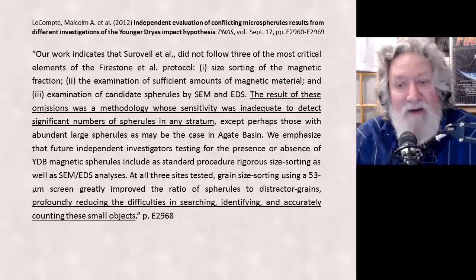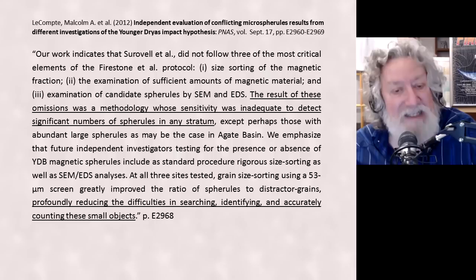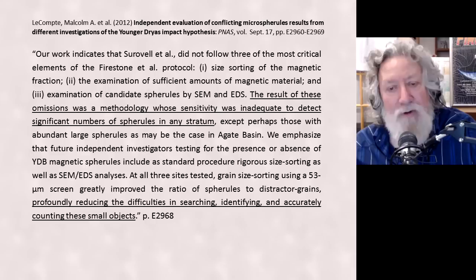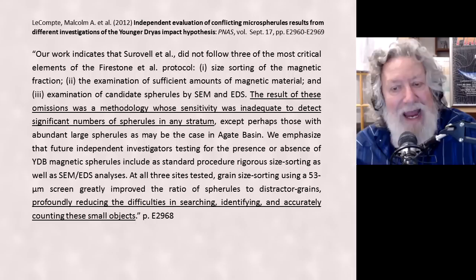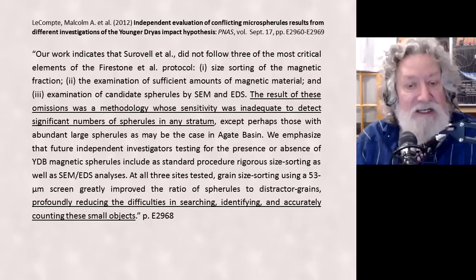We emphasize that future independent investigators testing for the presence or absence of Younger Dryas boundary magnetic spherules should include, as standard procedure, rigorous size sorting, as well as scanning electron microscopy and energy dispersive spectroscopy analysis. At all three sites tested, grain size sorting using the 53 micrometer screen greatly improved the ratio of spherules to distractor grains, profoundly reducing the difficulties in searching, identifying, and accurately counting these small objects.